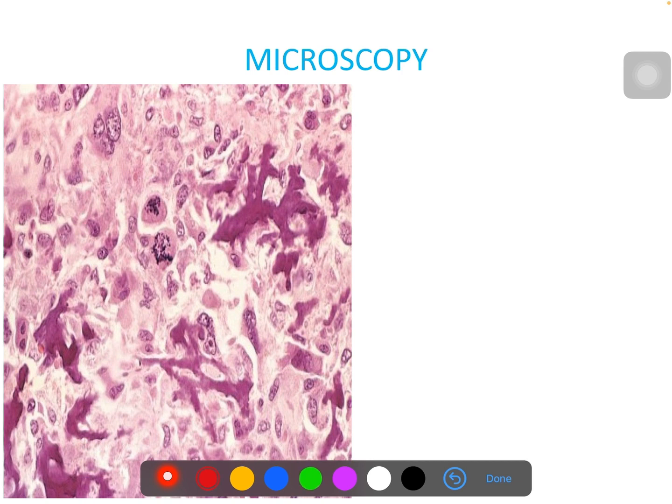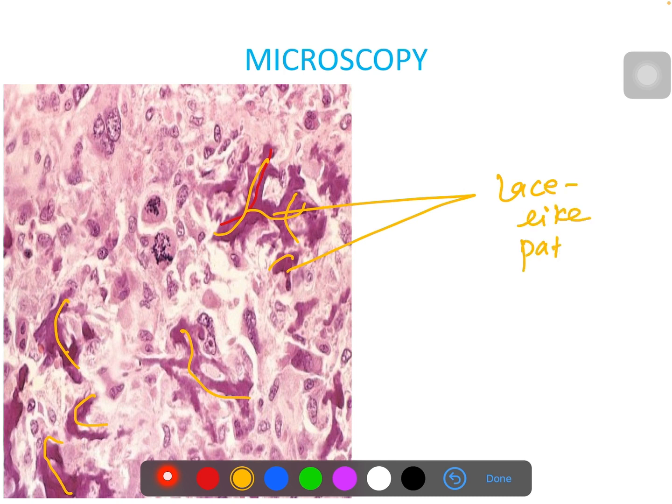Now if you look at the morphology, you will see that there are some sort of cells like these. These are actually the osteoids. Okay, so a lace-like pattern is seen. You can see that such type of cells are seen, such type of pattern is seen. This is what we call the lace-like pattern. Morphology of osteosarcoma reveals the presence of osteoid, which is nothing but these glassy, lacy-like substances.